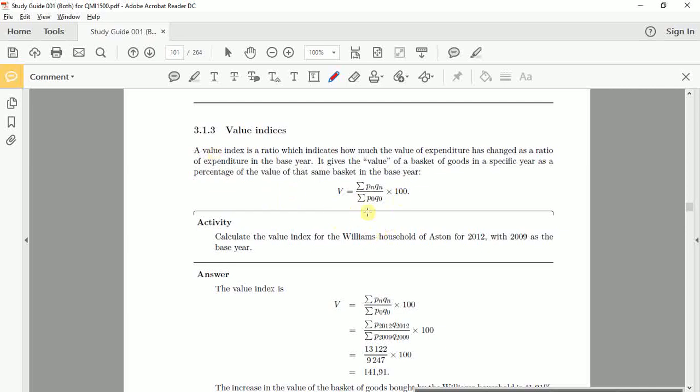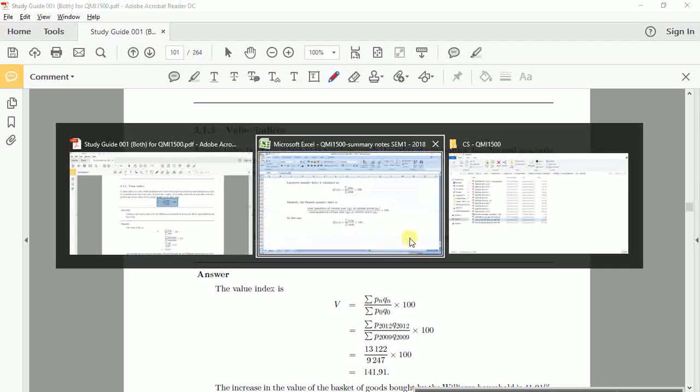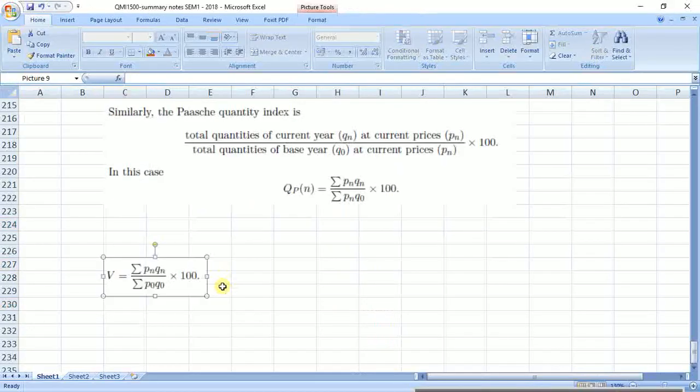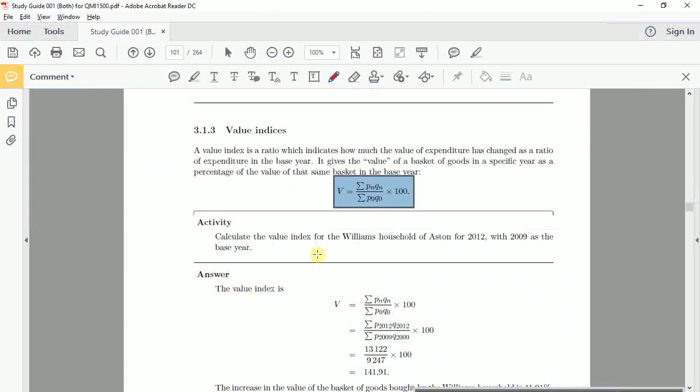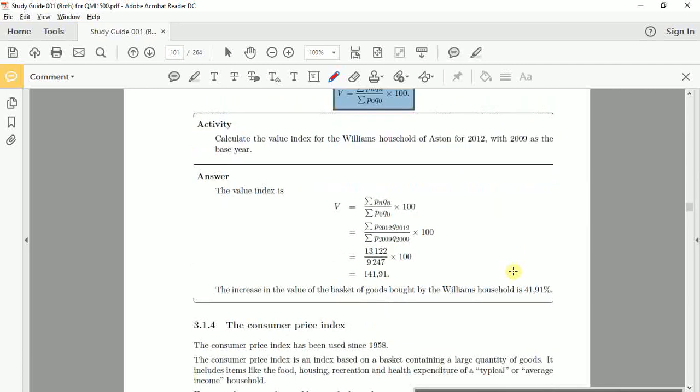Value indices, we've looked at this already. We can copy paste that. An index is just looking at a prior year. So a value index would be looking at value from different years, a base year. Like for example here, calculate the value index for William's household of Ashton for 2012 with 29 as the base year. So you've always got a base and you've got the current year, and you're comparing what we have currently to what we have previously.